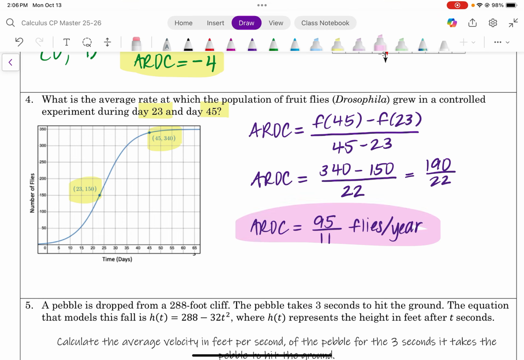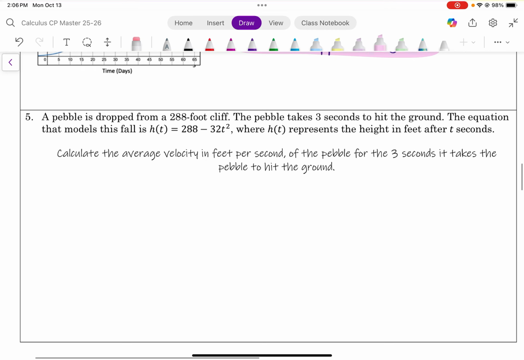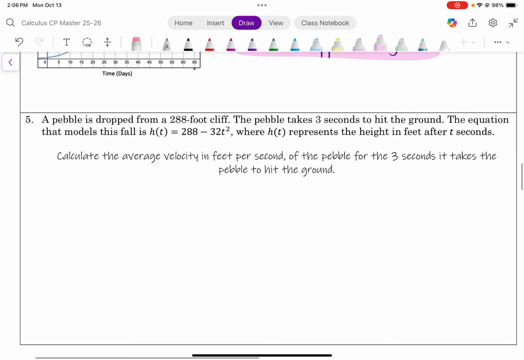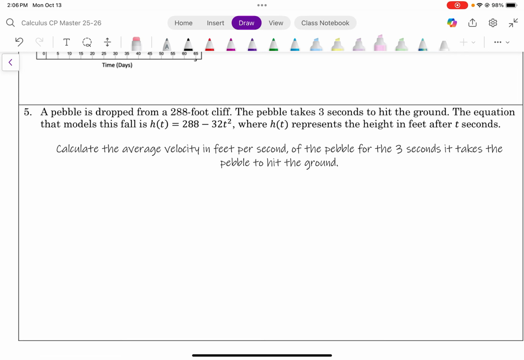As you continue on, you can try one more word problem. Let's look at it together just so you can feel confident. This one says that a pebble is dropped from a 288-foot cliff. The pebble takes 3 seconds to hit the ground. The equation that models it is given, where h is the height and t is the seconds. They want the average velocity, which is how it's traveling speed-wise, in feet per second of the pebble for the first 3 seconds it takes for the pebble to hit the ground.